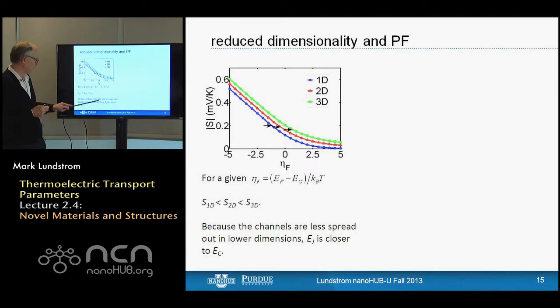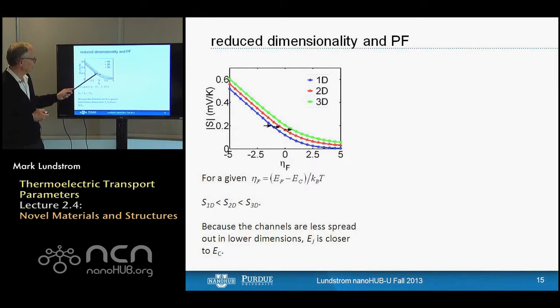The simple physical explanation for that is that the channels are more spread out in 3D, so that the current flows at an average energy that is higher than the Fermi energy. In the 1D structure, most of the channels that are in the Fermi window are located closer to the bottom of the conduction band. They're less spread out, the energy difference is smaller, and we get a smaller Seebeck coefficient.